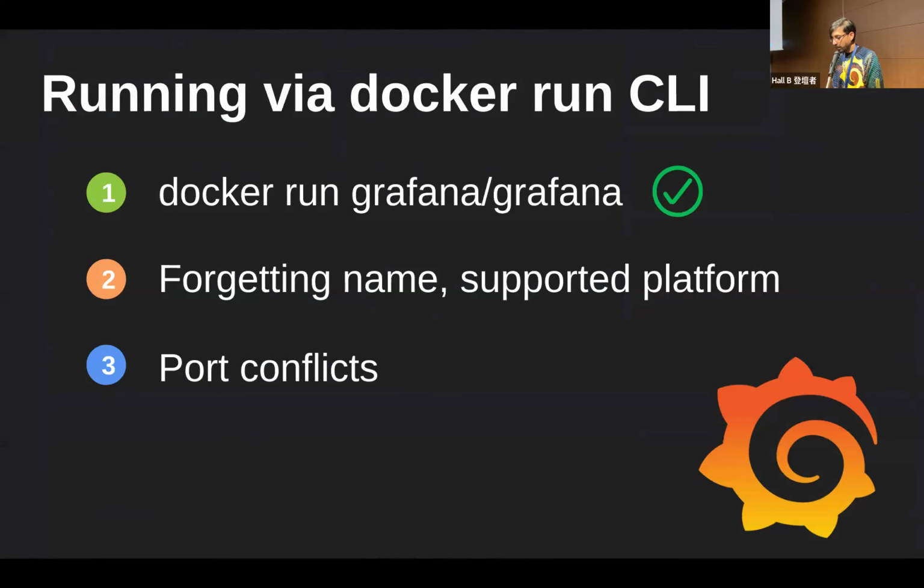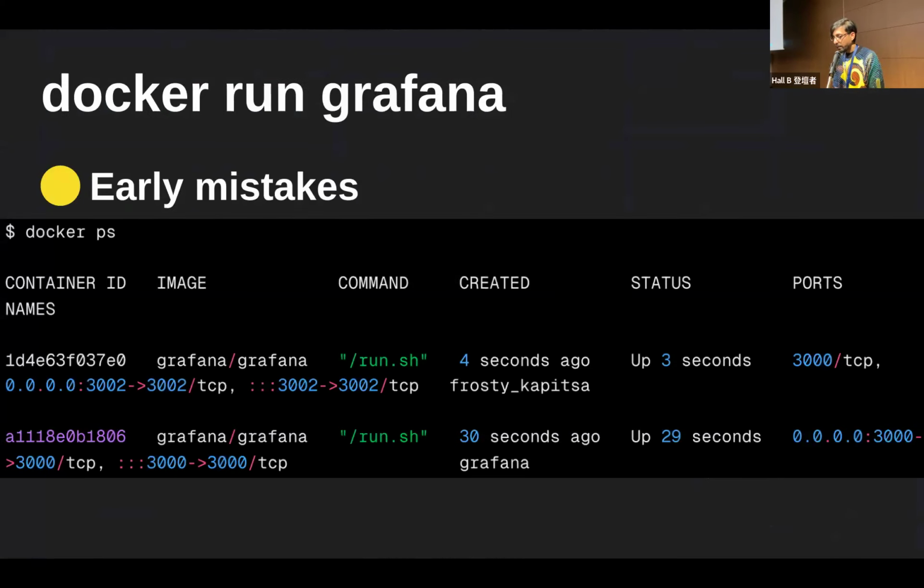So here is an example of docker ps command output. Here you see two outputs. You see that there are two containers running, both actually Grafana, but on different ports. The first one is on 3002 and the other one is on 3000. The 3000 is the default port.